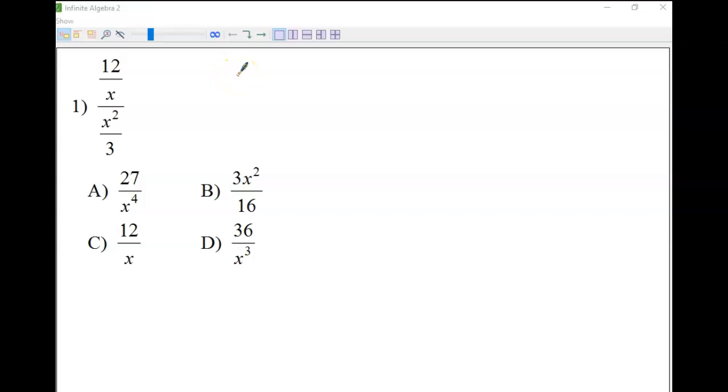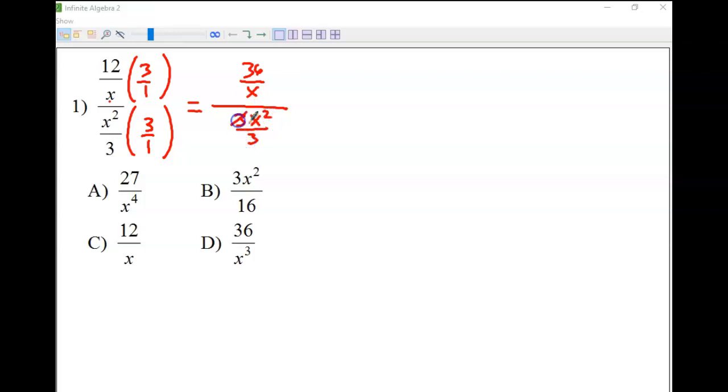All right, so the first thing we'll look at is complex fractions. What we learned about these is that you want to multiply the top and the bottom by the little denominators. So that would be x and 3. I'm going to start by doing the 3. That gives me 36 over x, and then 3x squared over 3, and the 3's cancel. Actually, I probably should just cancel them there and save myself the trouble.